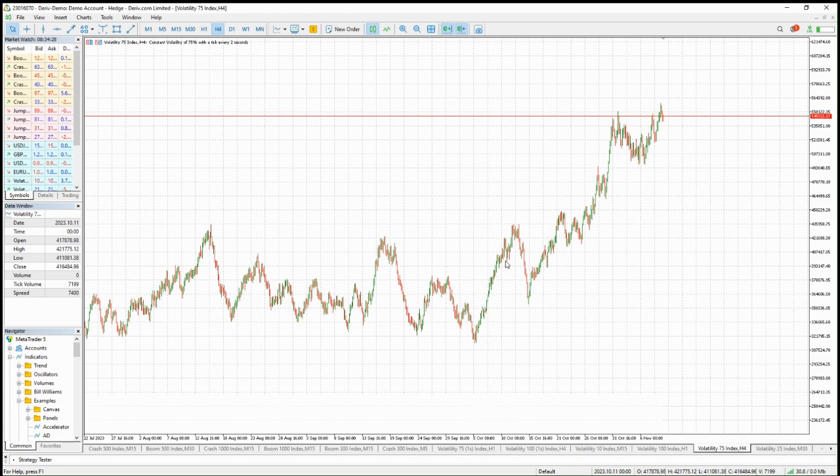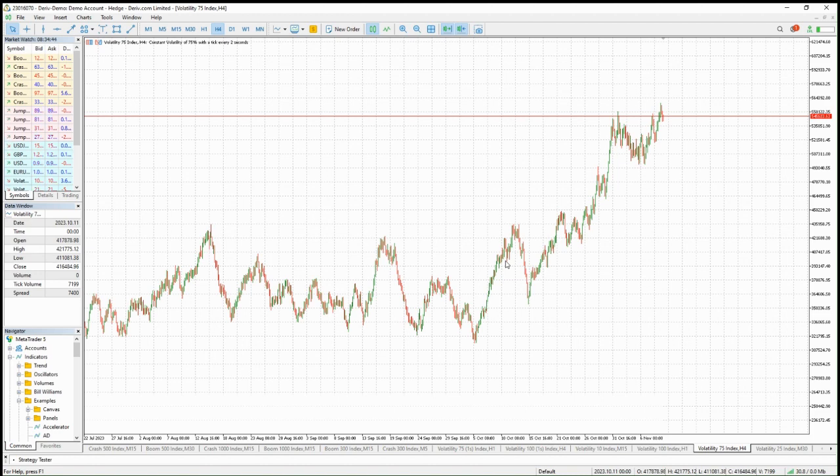Okay, so currently we are looking at V75, and we were going to try and do a top-down analysis, and then I'm also going to implement the indicator so that you see how accurate that indicator is and how in line it is with your trading.